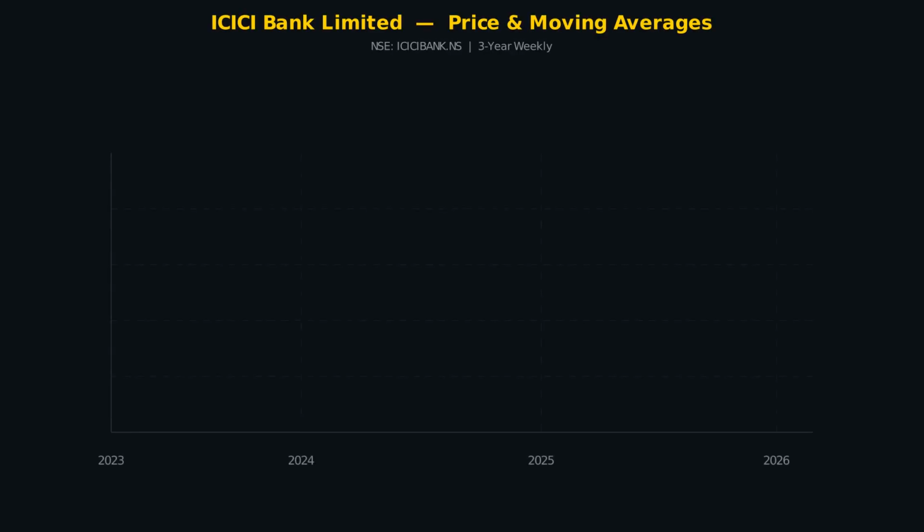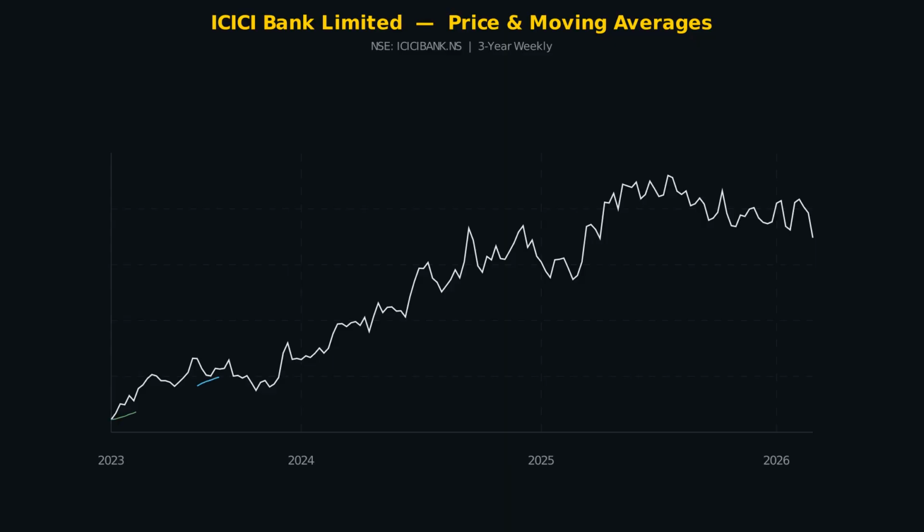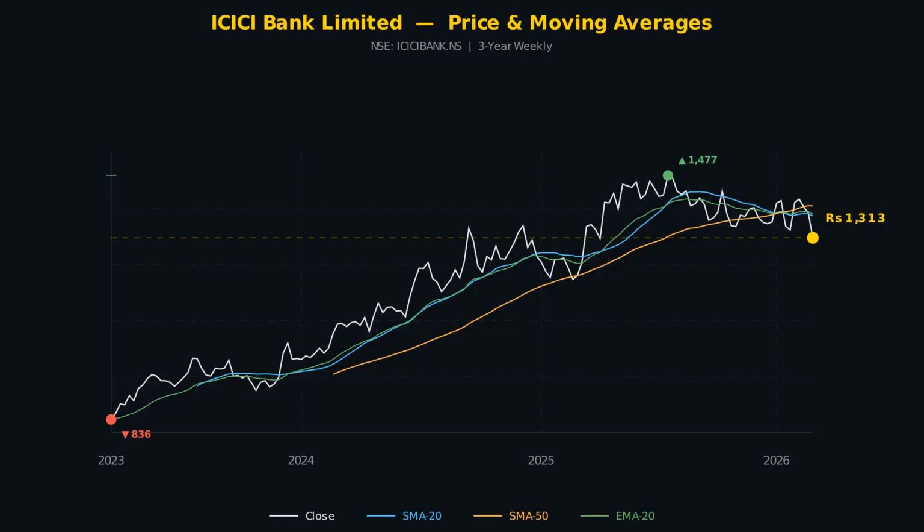ICICI Bank Limited is currently at Rs 1,313. The SMA 20 is at 1,371, and the SMA 50 is at 1,397. Price is below the 50-period average, indicating a downtrend. Watch how the moving averages act as dynamic support and resistance throughout the 3 years of price history shown here.